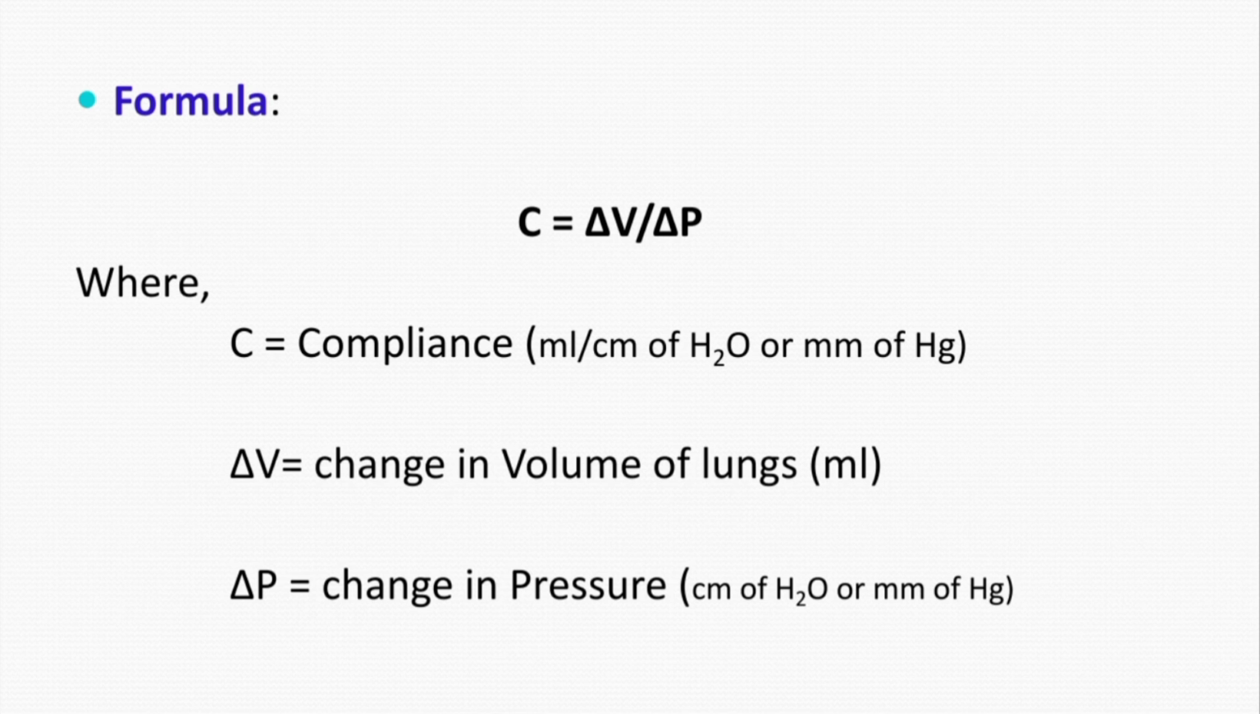Now the compliance of lungs and thorax, which means the lungs plus the chest wall, is about half of the compliance of the lungs alone. So the compliance of the lungs and chest wall together is about 110 milliliter per centimeter of water.